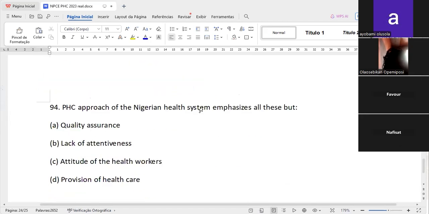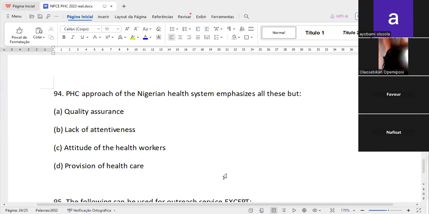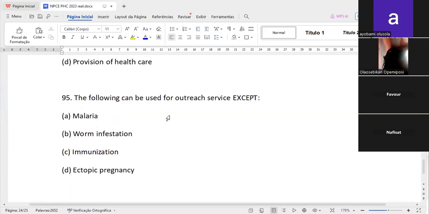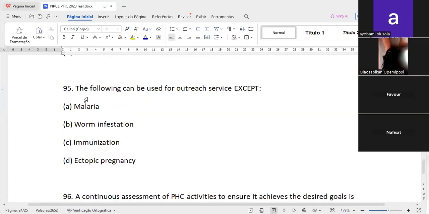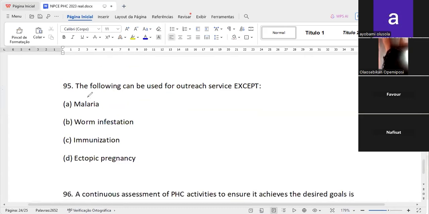PHC approach of the Nigeria health system emphasizes all this, but lack of attentiveness is kind of negative. The following can be used for outreach service, except ectopic pregnancy. Ectopic pregnancy is an emergency situation.